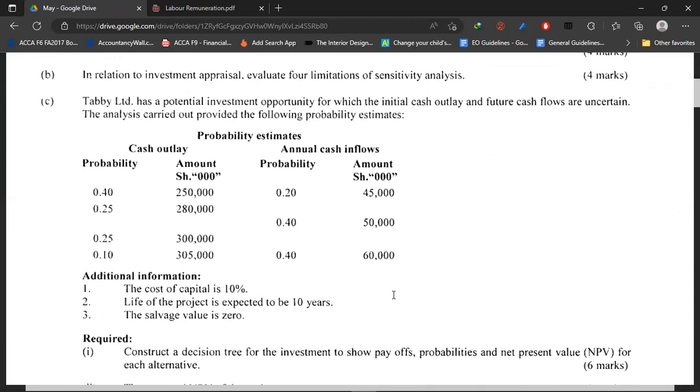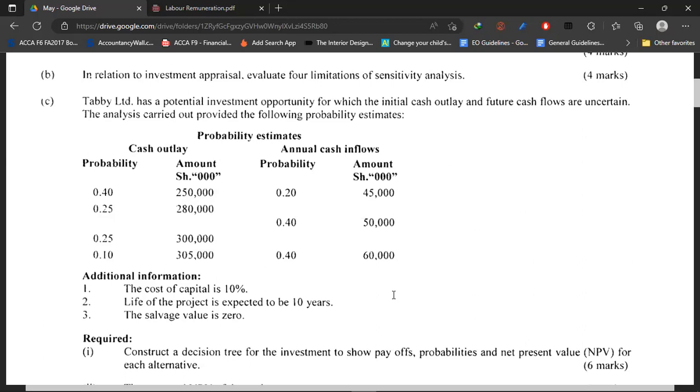Question 1C. Eric, read for us, please. Tabi Limited has a potential investment opportunity for which the initial cash outlay and future cash flows are uncertain. The analysis carried out provided the following probability estimates. We have the cash outlay at a probability of 0.40 and an amount of 250,000.